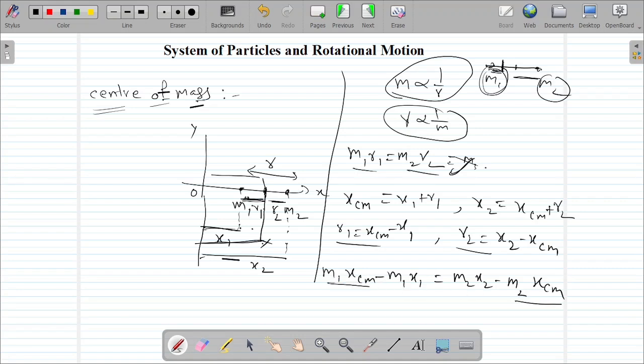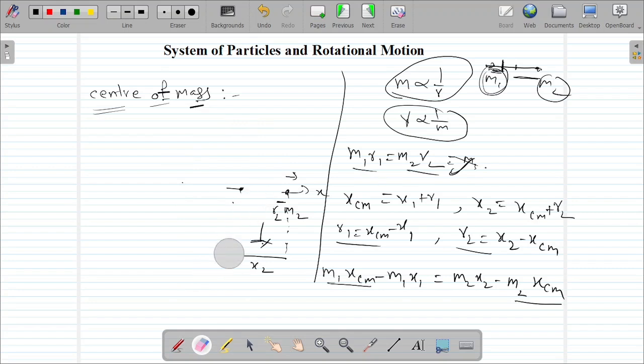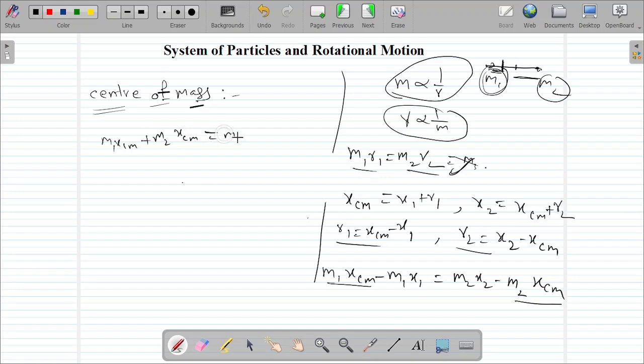So take the center of masses to one side. Okay, so if you are taking center of masses to one side, then this is one dimensional only. So m1 xcm plus m2 xcm equal to m1 x1 plus m2 x2. So here xcm is there, you can take it as a constant. xcm equal to m1 x1 plus m2 x2 by m1 plus m2, that was remaining, right?